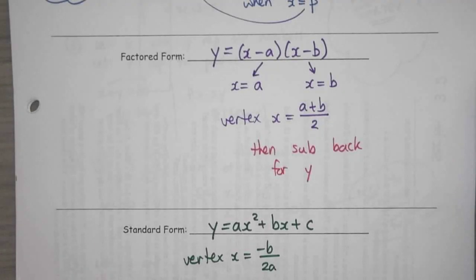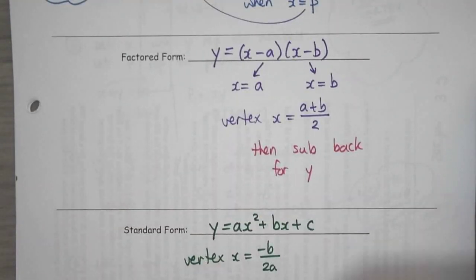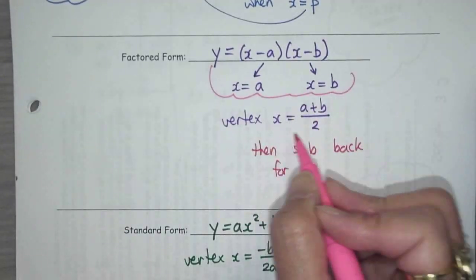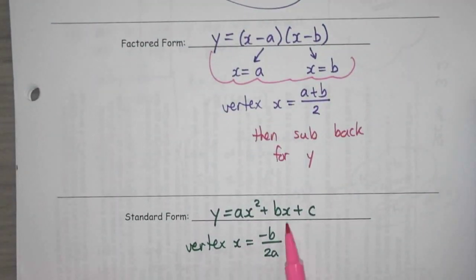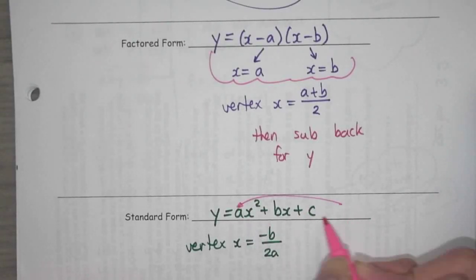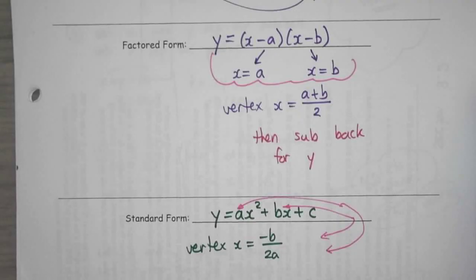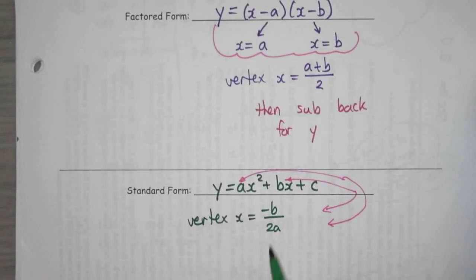Right, so now we have 3 different ways to get to our vertex. We can still complete the square. You can use the factored form: you get your 2 roots, and then you add them, divide by 2. Here, I can take from standard form: we know that a is that one, b is this one, and plug those into here. Does that make sense? You take those values, plug them in, and then sub back for the y value.